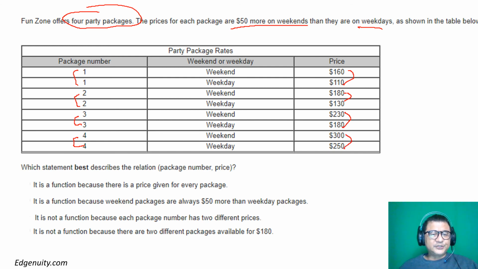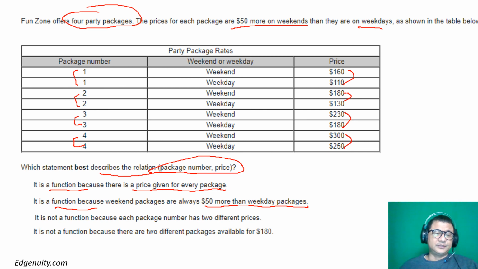Okay. In which statement best describes the relation, package number and the price? One input and one output. Is that correct? Now, it is a function because there is a price given for every package. Okay. It is a function. Weekend package are always 50 more than the weekday package. Oh, we know that's true.